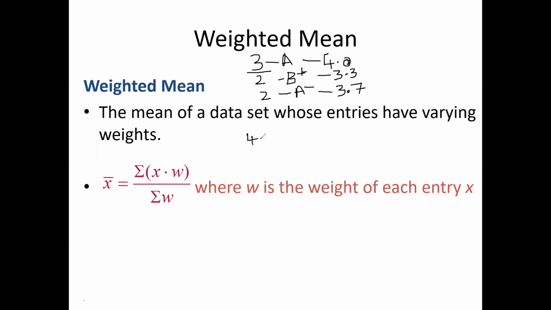4 into 4 into 3, because it is 3 credits, plus 3.3 into 2, plus 3.7 into 2. Whole thing divided by the number of credits. In this example, what is the value? 7. Yeah, fine. Okay.